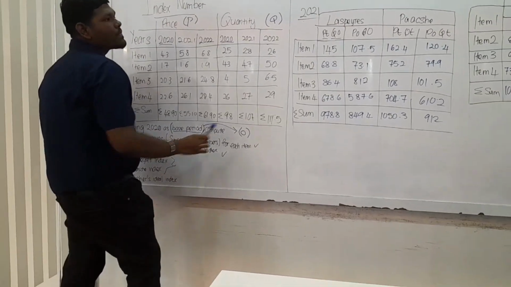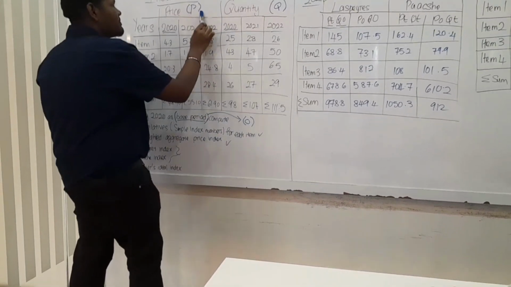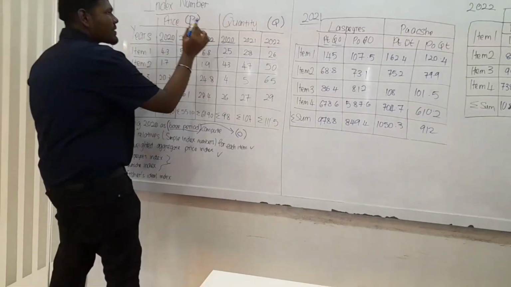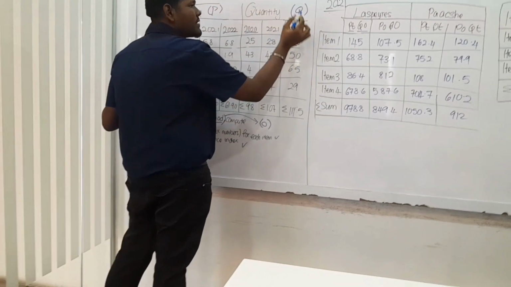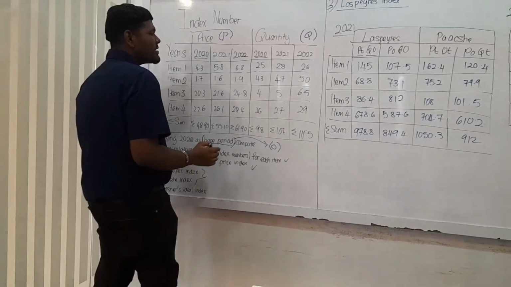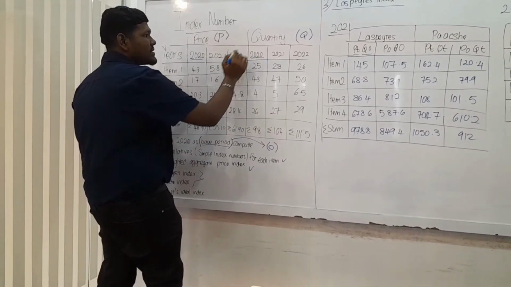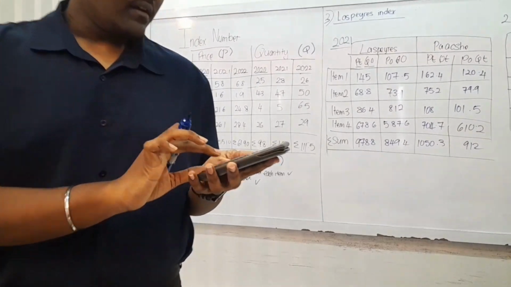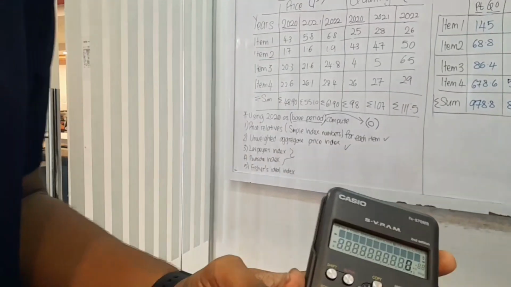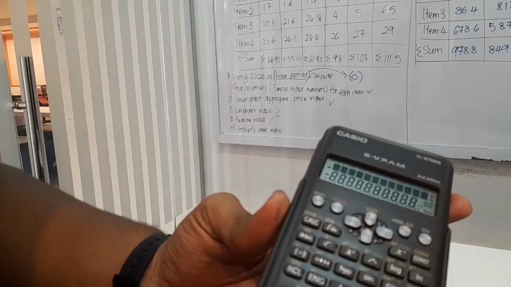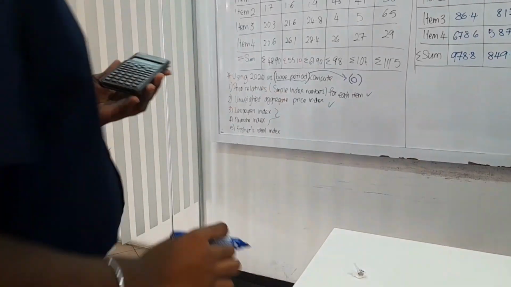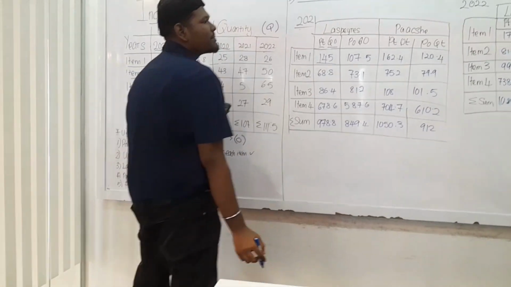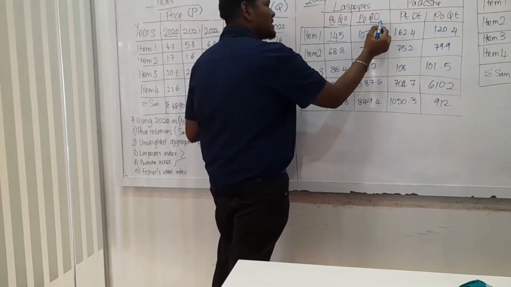So now PT and QO, which means current year price times quantity of the base year. So it means 5.8 times 25. Let's do the calculation. 5.8 times 25 is 145.